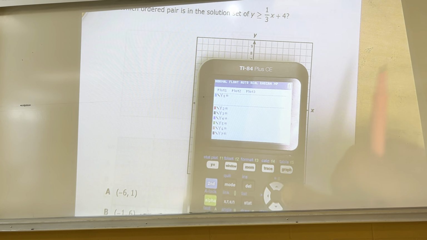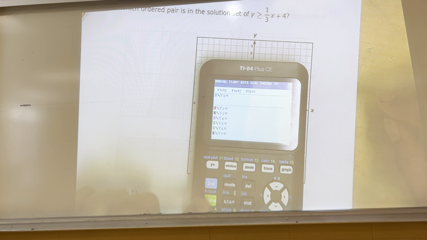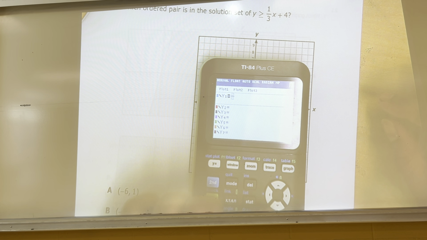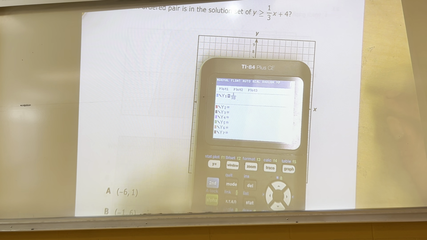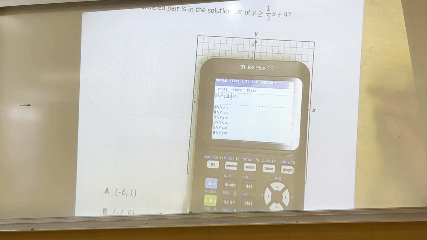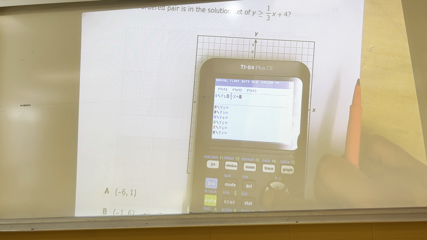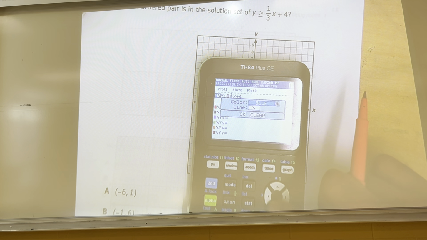I'm going to try to do this right now. First, I'm going to graph this here. I'm going to try something on the fly really quick. I think I can do inequality. Yeah, you can do the inequalities.